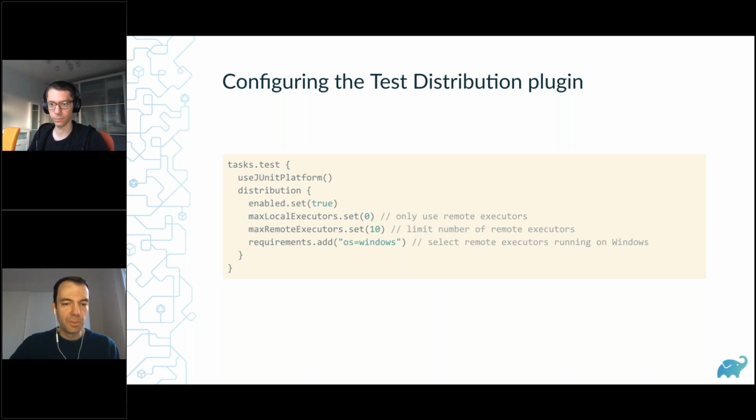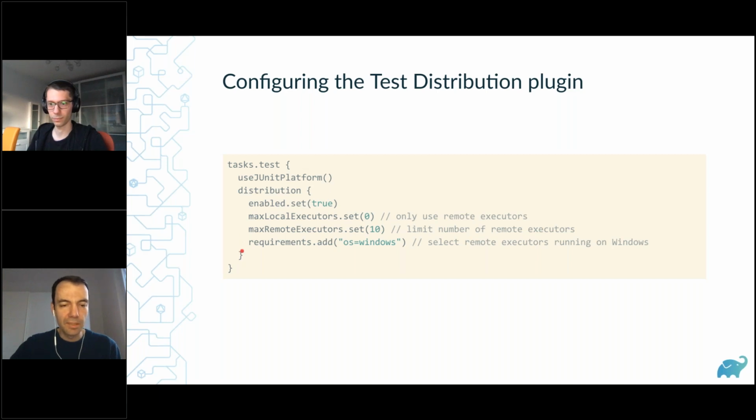Then you have the possibility to restrict the number of local and remote executors. By default, max local executors is equal to the max parallel forks count that I've shown earlier. So if you, for example, only want to use remote executors, you can set it to 0. And the same holds true for the remote executor setting. By default, it's unrestricted, so it's only restricted by the number of agents that are connected to Gradle Enterprise. If you know you don't have to use more than 10, for example, you could set it like this.